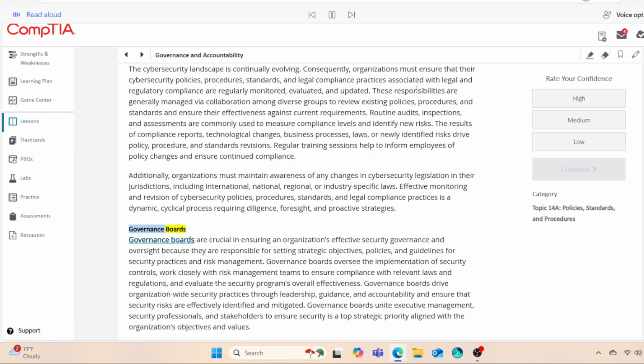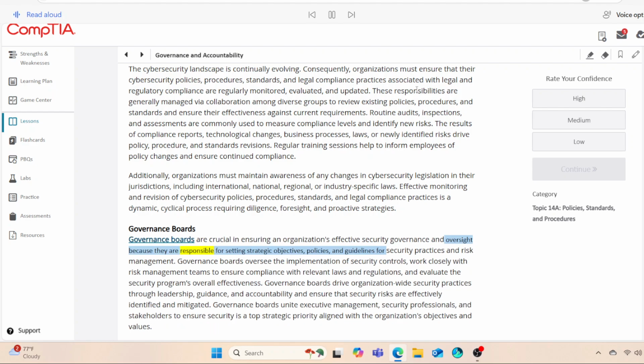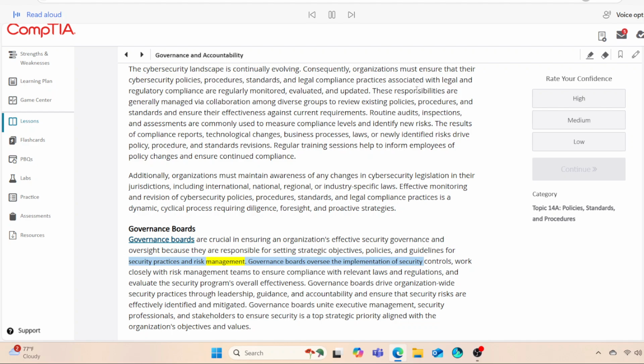Governance boards. Governance boards are crucial in ensuring an organization's effective security governance and oversight because they are responsible for setting strategic objectives, policies, and guidelines for security practices and risk management. Governance boards oversee the implementation of security controls, work closely with risk management teams to ensure compliance with relevant laws and regulations, and evaluate the security program's overall effectiveness.